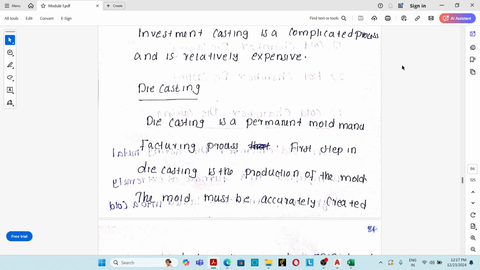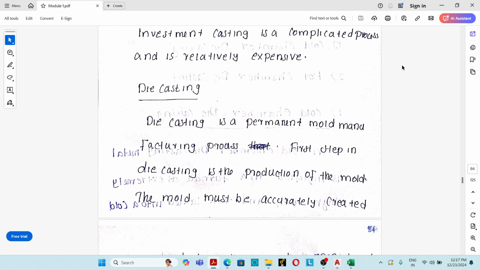This is the seventh class of manufacturing process, module 1. In this section, I am going to discuss the die casting process and the centrifugal casting process. First, I am going to discuss the die casting process.